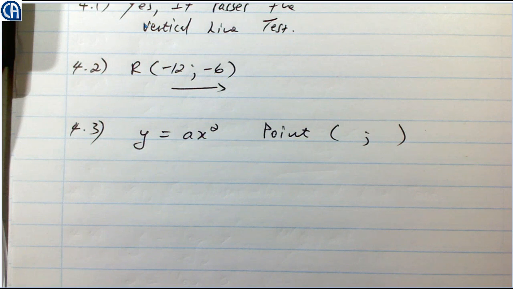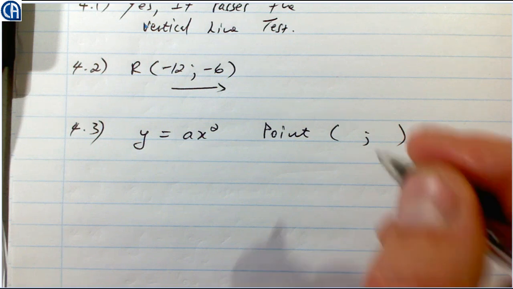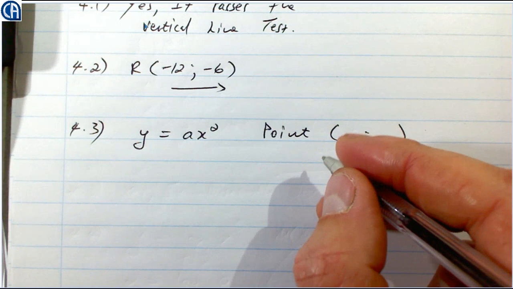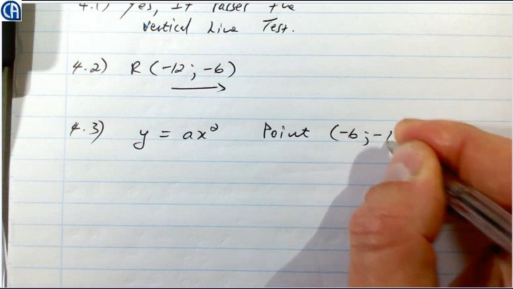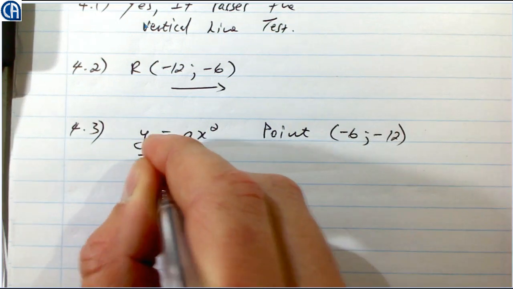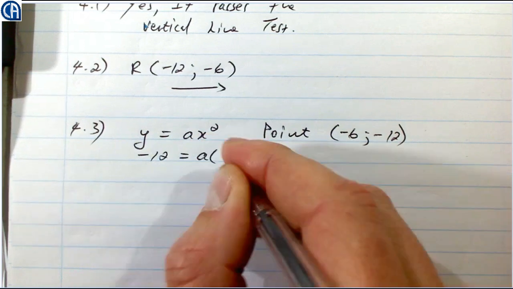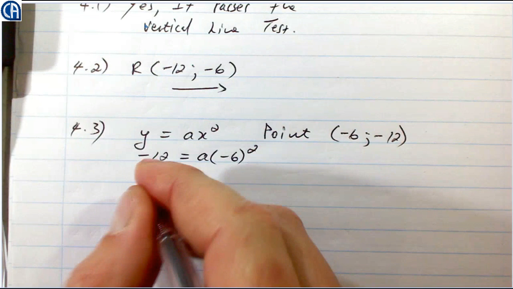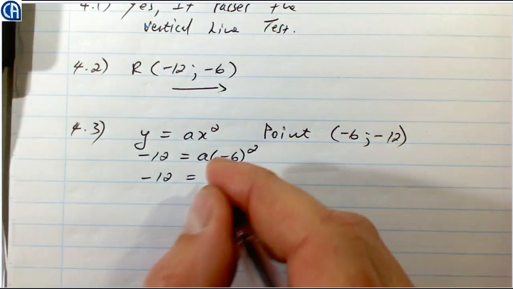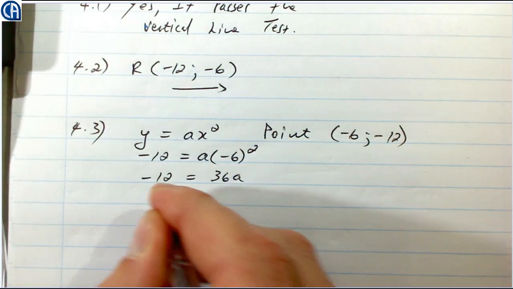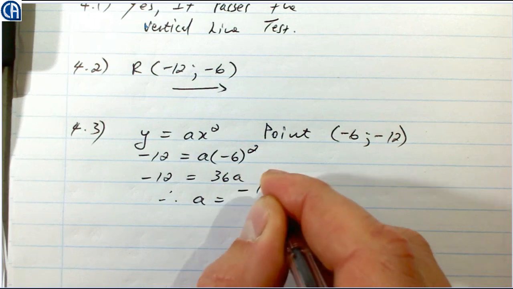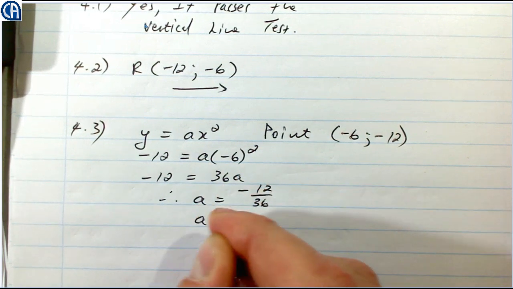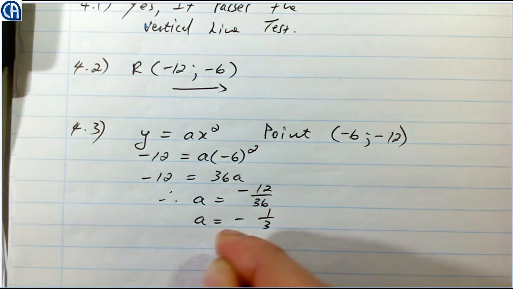Right? So a point on f, well, that's easy. Minus 6 and minus 12. So that's minus 12 is equal to a bracket minus 6 squared. That will give me 36a. So therefore a equals minus 12 over 36. So therefore a equals minus a third.